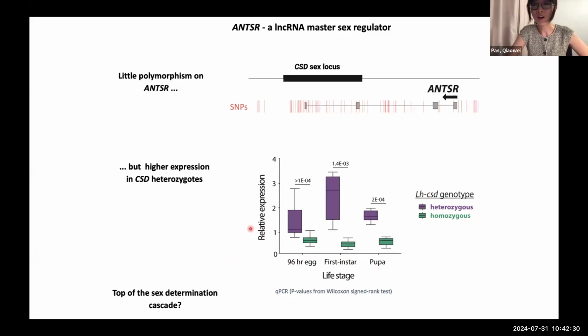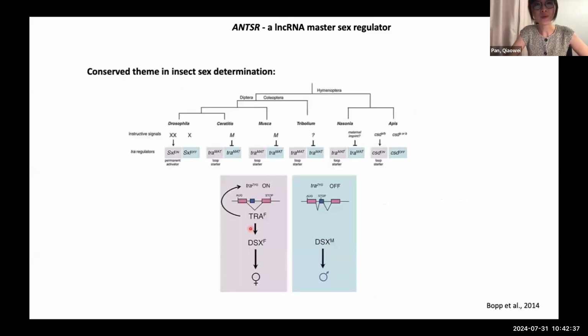Does that mean that our non-coding long RNA, which is located in the sex locus, is at the top of the sex determination cascade? Before going on with more results, for the audience who are not familiar with insect sex determination, I would like to mention that there is a pattern. Different taxa employ different instructive signals, which are different genes at the top of the sex determination cascade. But then all these different signals are passed down through 2 very conserved genes. The first one is called transformer. The second one is called doublesex.